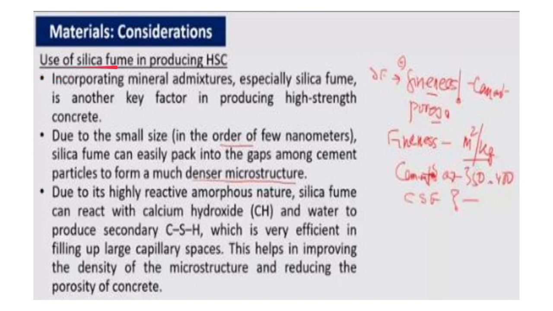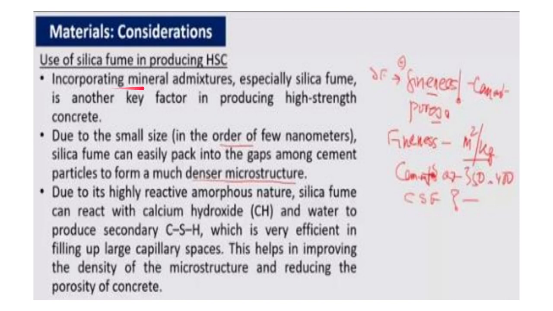So how is silica fume used in producing high strength concrete? Incorporating mineral admixtures, especially silica fume, is another key factor in producing high strength concrete. It is one of the mineral admixtures specially used in high strength concrete. Due to its small size, in the order of a few nanometers, silica fume can easily pack into the gaps among cement particles to form a much denser microstructure.